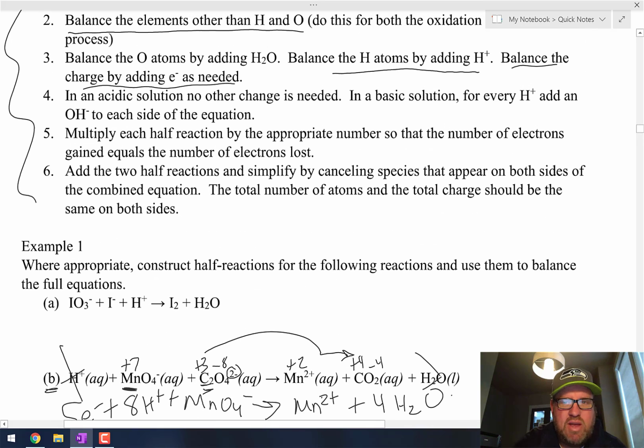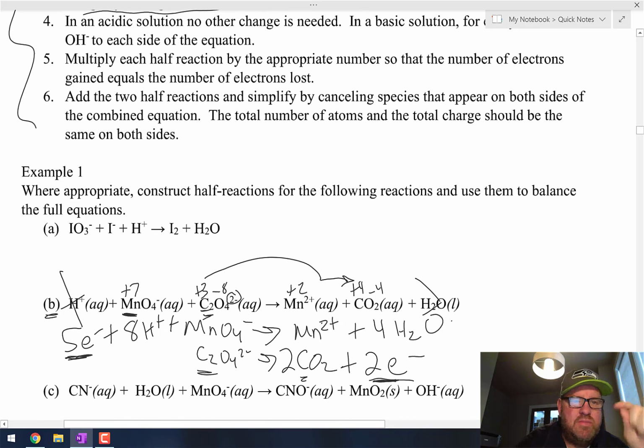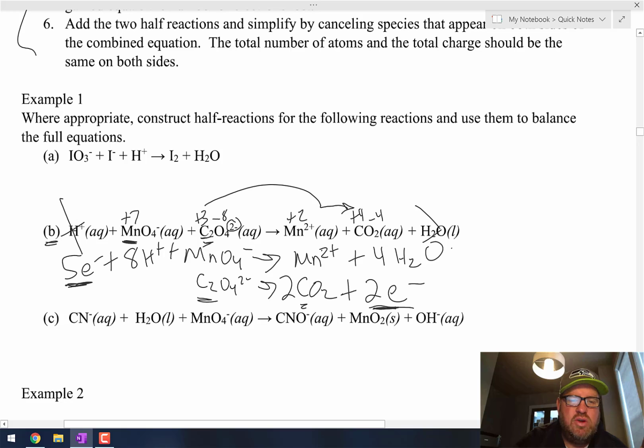Okay, don't worry about step number 4 yet. We'll look at that in a later example. Number 5 says multiply each half reaction by the appropriate number so that the number of electrons gained equals the number of electrons lost. So here we're gaining 5, but here we're only losing 2. We need them to gain and lose the same amount.